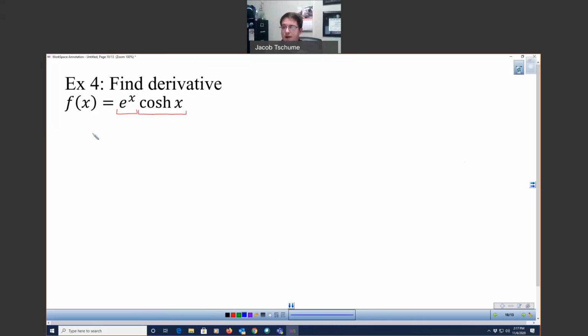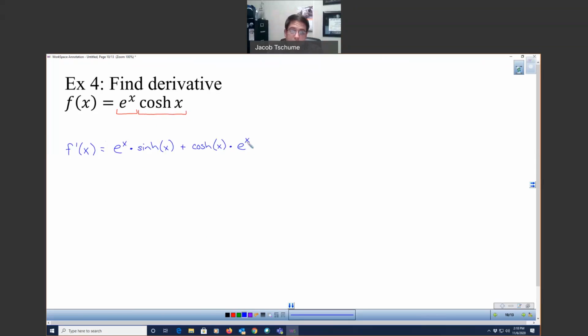So when I go to write out the product rule here, I would say that f prime of x is going to equal your first term, which is e to the x, multiplied by the derivative of the second. The derivative of hyperbolic cosine is hyperbolic sine, then plus your second function, which is the hyperbolic cosine, multiplied by the derivative of the first. The derivative of e to the x is just e to the x.